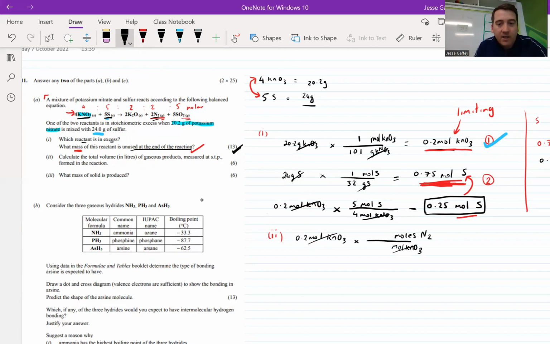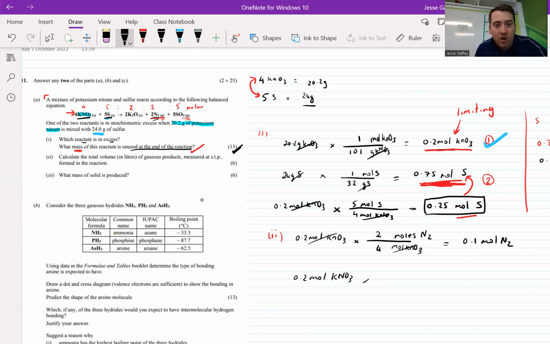Okay, so according to the reactant ratio, there are 4 moles of KNO3 for every 2 moles of N2. That's what the ratio says, 4 to 2. Okay, so when I do that, I'm going to get 0.1 moles of N2. Right, what about when I start with 0.2 moles of KNO3?